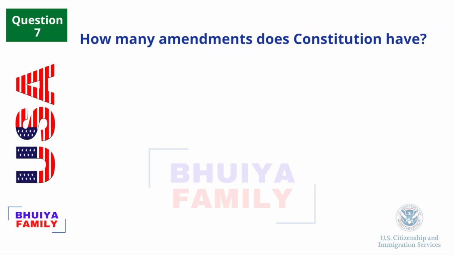How many amendments does the Constitution have? 27.